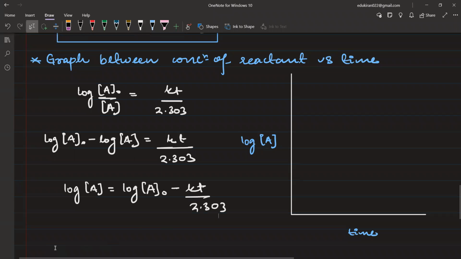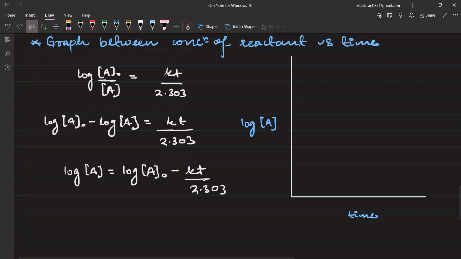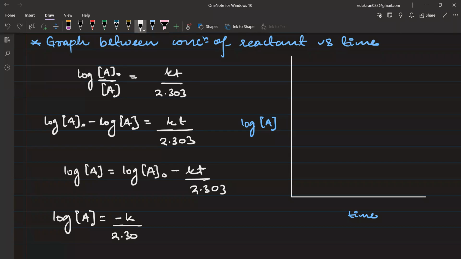Now, writing every piece of this equation such that it looks like Y is equal to MX plus C. So please see here, log A is my Y, is equal to MX. Since time is X, minus K upon 2.303 is my M, X is my time, plus log of A naught is my C. So we have Y is equal to MX plus C.